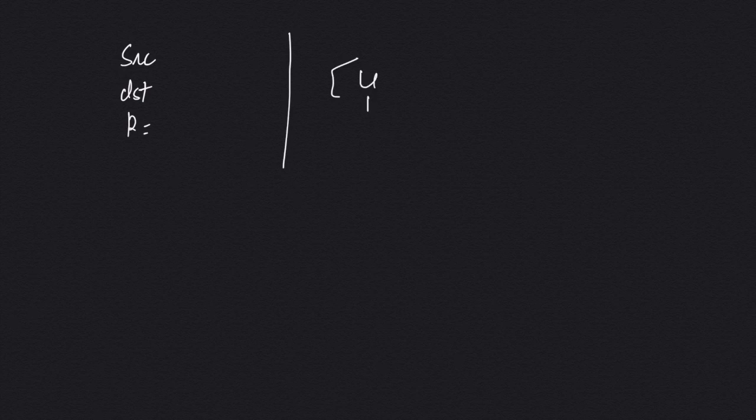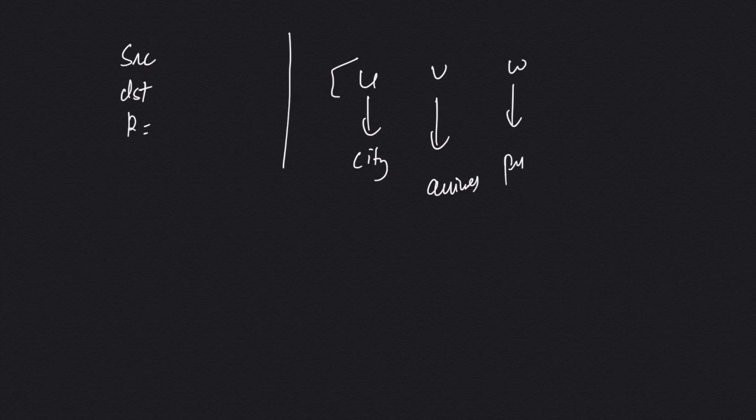We are given a source, a destination, and k, that is the number of stops. And we are given an array in the format of u, which is the city, v, which is the city we arrive at, or you can say the neighbor, and w, which is equal to the price. That means the price from u to v is w.